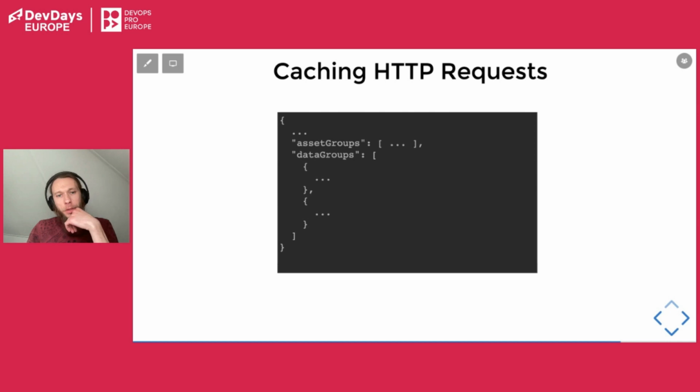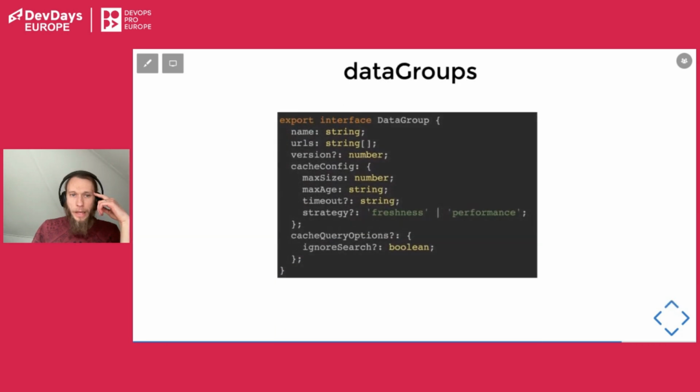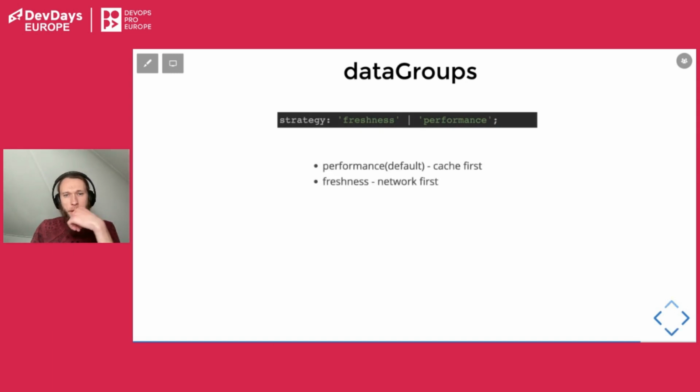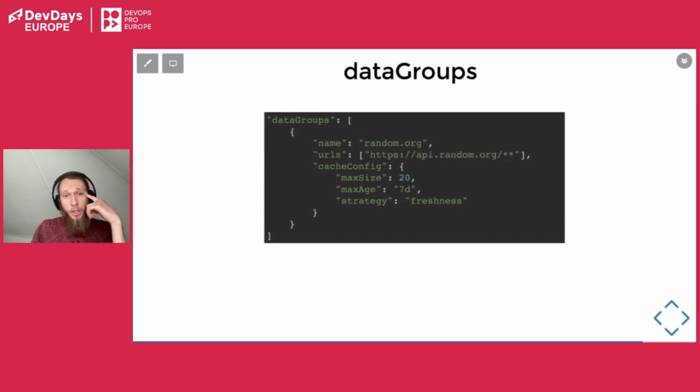It's also possible when you specify a direct external link. Also, it's possible to cache not only assets, but also HTTP requests. The config has dataGroups here, and a data group has an interface definition where you can specify what exactly the strategy would be: should it be fresh, or more performance, so we rely on the cache. Also you can specify things like the age of the cache. Yeah, that's what I said about performance. And here is an example of a data group when we want to cache the random.org API.